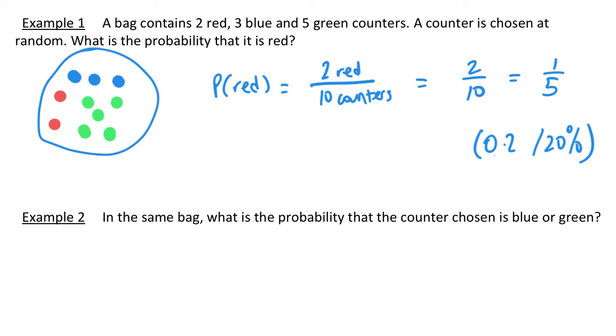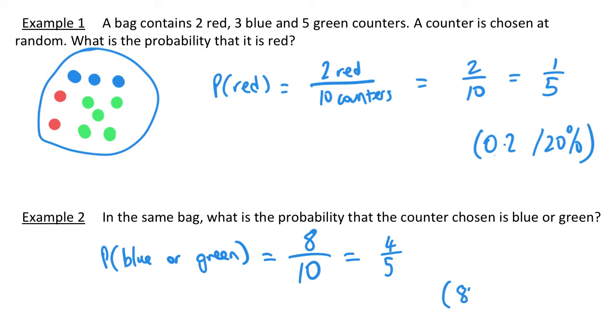Example 2. In the same bag, what is the probability it is blue or green? So the probability of blue or green, what we're looking at is the number of chances of success. There are 3 blue and 5 green, so that's a total of 8 blue or green out of a total of 10 counters. And 8 out of 10 simplifies to 4 over 5. Again, we could have written that as 80% or 0.8, but 4/5 is just much easier than doing anything else.